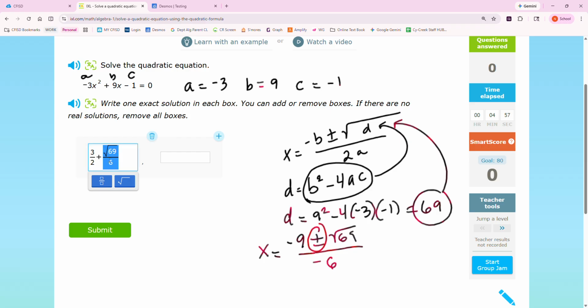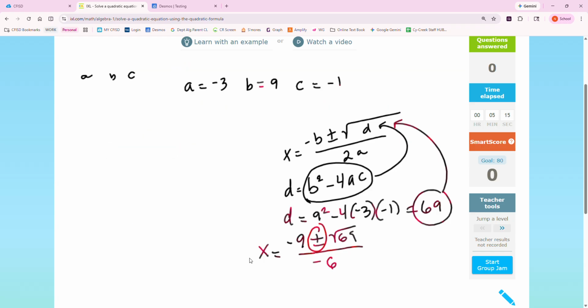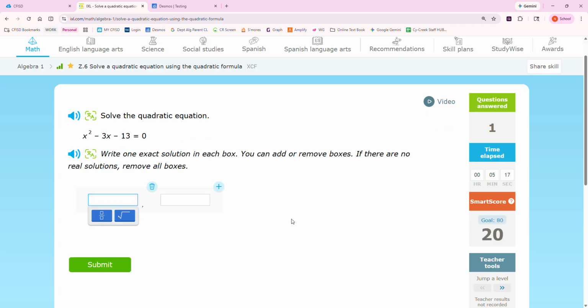Okay, take that off. I'm going to select that, and then I'm going to hit Control C. And then I'm going to come over here to my second answer because they want the positive and the negative. I'm going to go to that middle sign and change that to minus. Okay, and then I'm going to go ahead and hit submit. All right, now let's do another one.